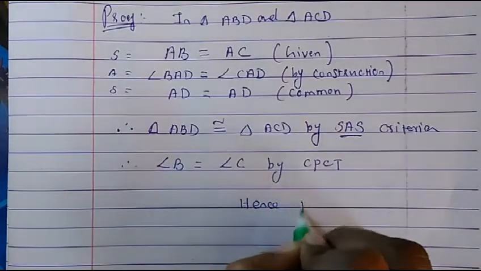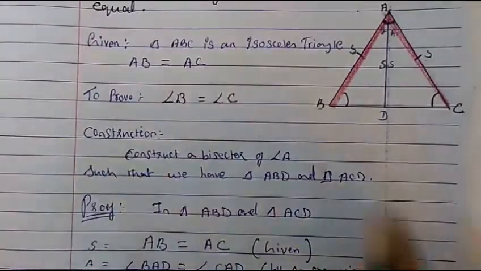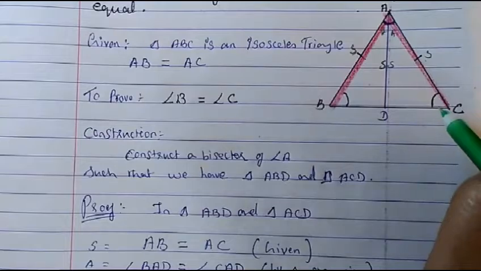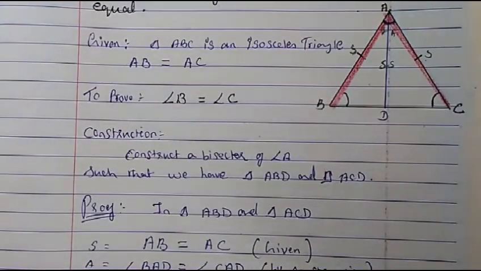Hence proved. So we have proved that if in an isosceles triangle two sides are equal, then the angles opposite those sides also will be equal. So we have proved. That's it.